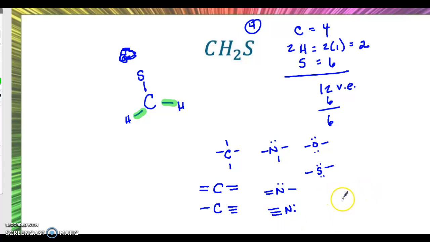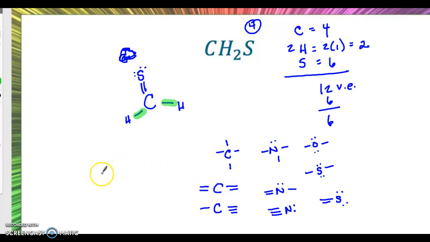Sulfur or oxygen, I'll do sulfur in this case because we've got sulfur in our compound, can have 2 single bonds and 2 lone pairs, or it can have a double bond and 2 lone pairs. Because sulfur is a terminus, I know for sure that sulfur will have 2 lone pairs. Since it's not bonding to anything else, it has to have a double bond.